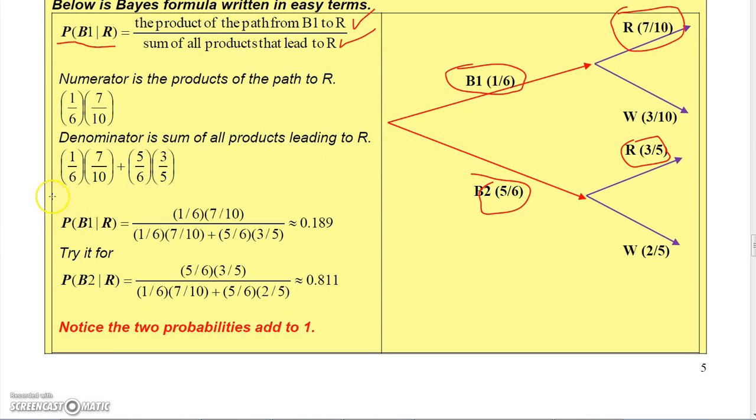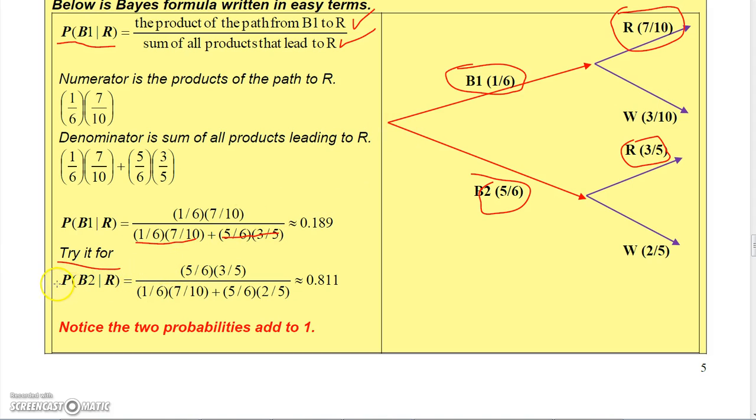So basically, by following that route, that's the simplified form of Bayes' formula. So B1 to R here, and then all paths to R on the bottom. There are 2 paths to R. Okay, and then just simplify the math. Now let's try it for box 2 given red. Let's see if we can do that.